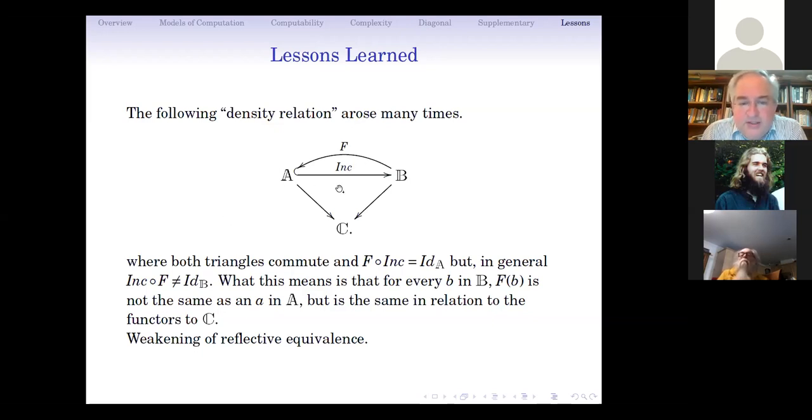It's not an equivalence of categories, because the inclusion composed with F is not equal to the identity. So if you go here and go there, it's not. But if you take an object here and you do F of it, it's going to give you the same C object that you had. Okay, so in that sense, let me just show you where it shows up.